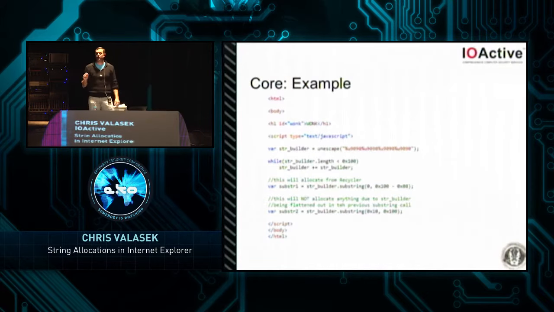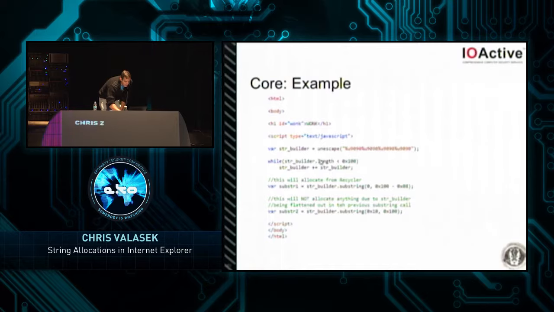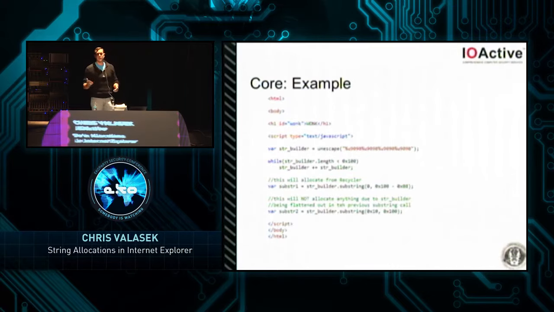I'm a color by numbers type of person, so I learn best from examples. So I figured the best way would be to go through an example, and we'll show you how this works. Here we have a string builder. It's unescaping what will end up being some x86 nops, right? Hex 90. It's going to build that to be 100 hex bytes, 256 bytes. From there, we're going to take a substring once and a substring twice, and we'll see how this little piece of JavaScript is actually handled when it comes to thinking about things from a memory management perspective.